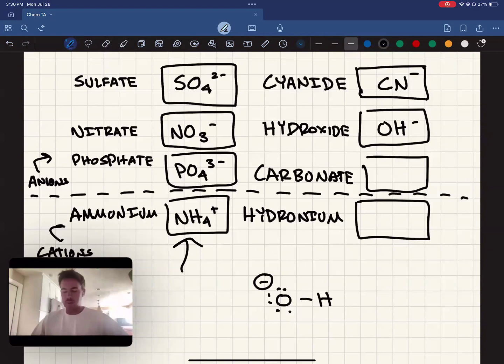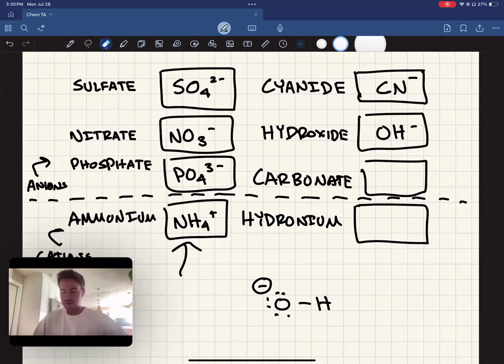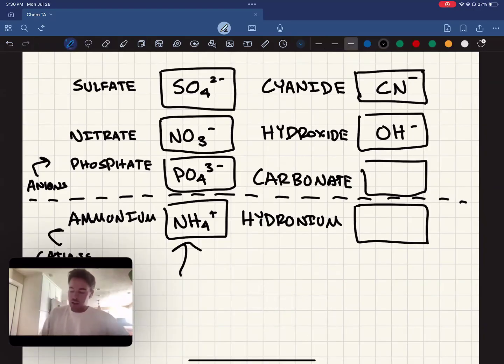Some of these you can remember, like cyanide. That's a really unique one, just CN. And then the ones like carbonate, phosphate, nitrate, sulfate, they all end in ate. It's going to be sulfur with oxygens, nitrogen with oxygens, phosphorus with oxygens, carbon with oxygens. Just make sure you know the right amount of oxygens, because they all have different charges and different amounts of oxygen.